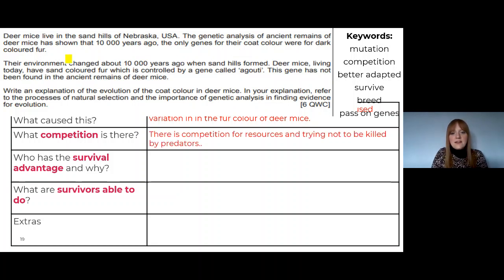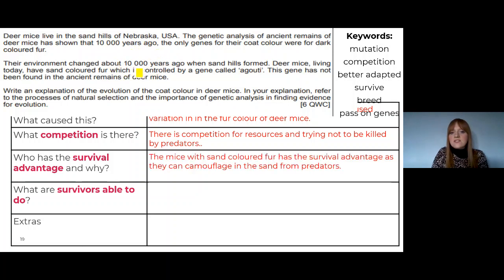What competition is there? Well, there's always going to be competition for resources, but in this example, remember, we're talking about sand coloured furred mice living in sandy habitats. So we're talking about trying not to get killed by predators, the idea about camouflage. Who has the survival advantage and why? Well, around this time, remember, we had sand hills develop in Nebraska. So the sand-coloured fur mice had the survival advantage because they can camouflage against the sand from predators.